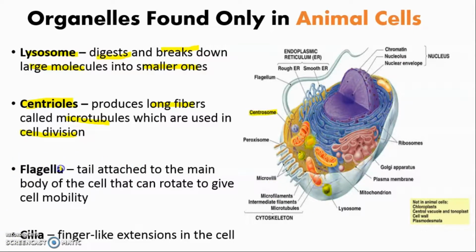Next is the flagella, plural, or flagellum if singular. These are tails attached to the main body of the cell that can rotate to give the cell mobility. So it enables mobility for the cell. In this diagram, this is the flagellum, or if there are many, flagella. Another organelle that gives animal cells mobility are the cilia. These are finger-like extensions in the cell, for example, this part of the animal cell.